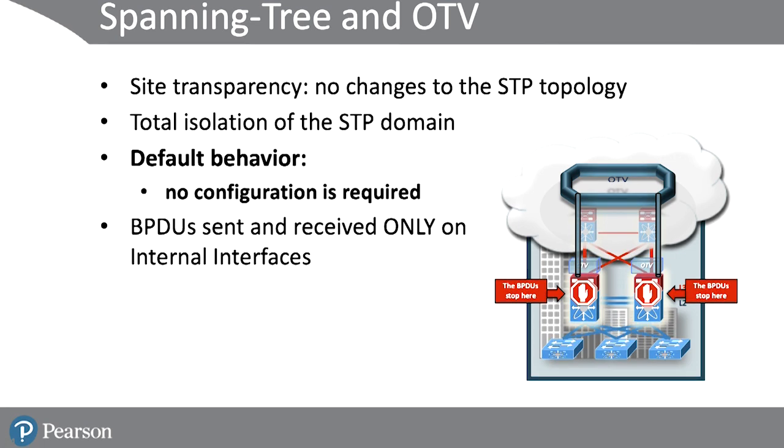Spanning tree and OTV. Because of how OTV is designed, there is no change to the STP topology. There's total isolation of the STP domain at each site, and thus no configuration is required to implement that behavior. The BPDUs are sent and received only on the internal interfaces and are not transmitted across the overlay interfaces to the remote sites. These are some of the basic concepts that you need to remember for OTV.